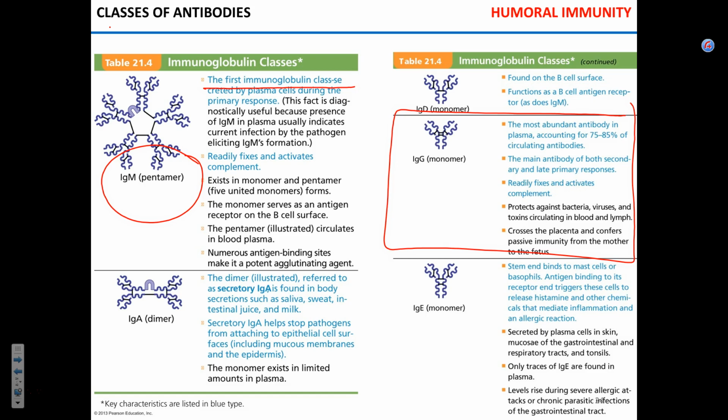Okay. IgM cannot cross placenta. However, both IgG and IgM can activate complement. So they both work through the classical pathway.